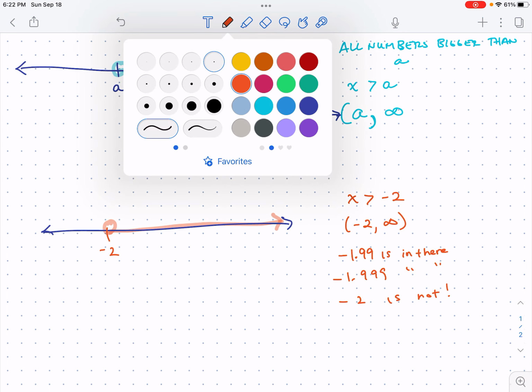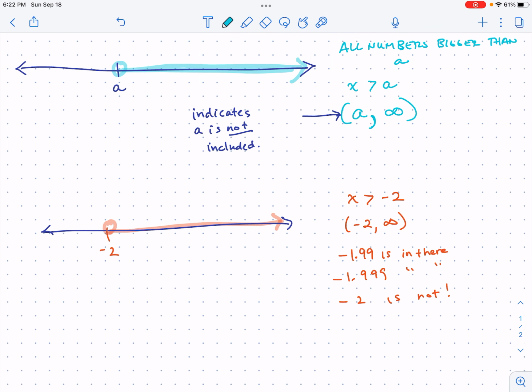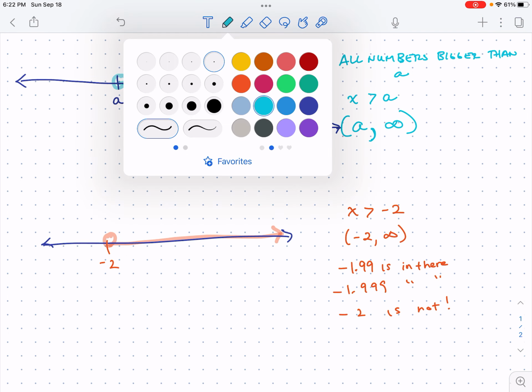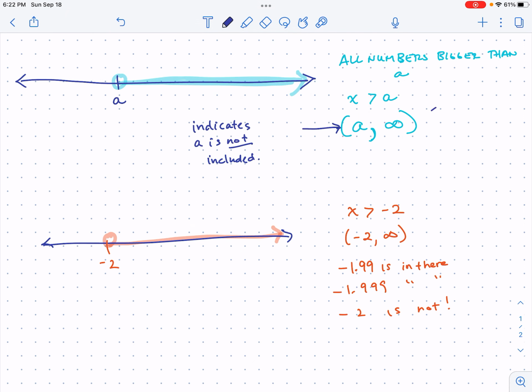So it looks like I accidentally deleted a parentheses before. So notice here, let's go back to that point, I put a parentheses on infinity as well. Since we can't reach infinity, infinity is never included, because you can't actually get there when you're counting. So we're always going to use a parentheses with infinity.